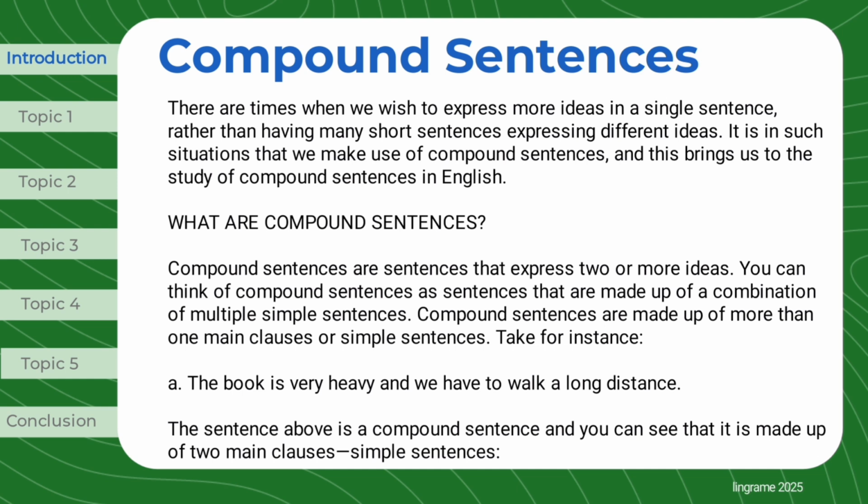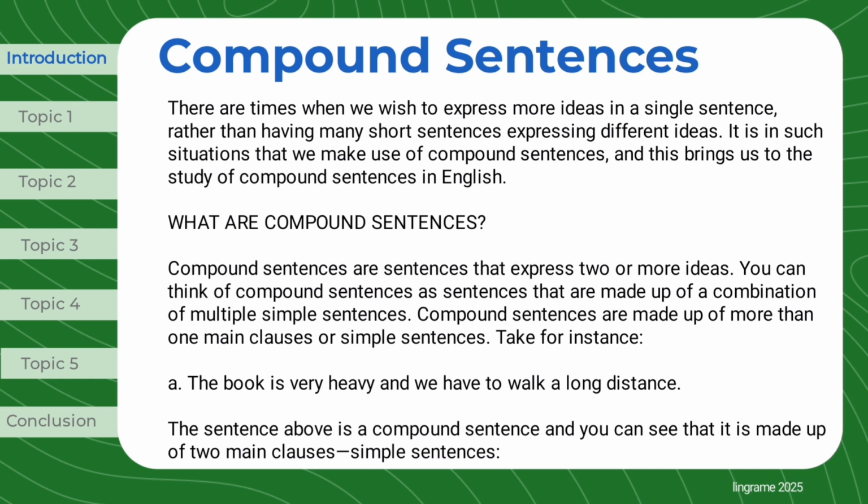Compound sentences are sentences that express two or more ideas. You can think of compound sentences as sentences that are made up of a combination of multiple simple sentences. Compound sentences are made up of more than one main clause or simple sentences. Take for instance, the book is very heavy and we have to walk a long distance.